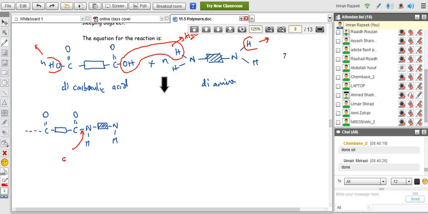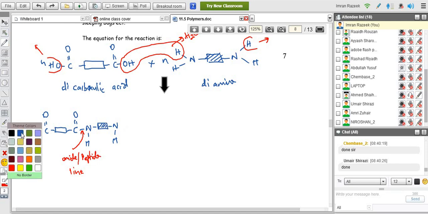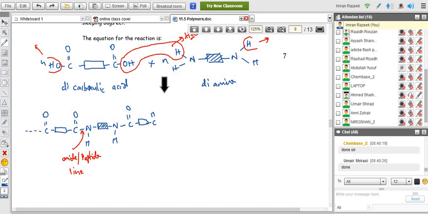This is the amide or the peptide linkage, where a water molecule is lost. So this is just one repeating unit. When you draw the polymer, you should draw at least 2 or 3 repeating units. This is one repeating unit, and so it continues. You have another dicarboxylic acid, and then the diamine comes there, the second repeating unit. I'm going to just stop with 3 repeating units.